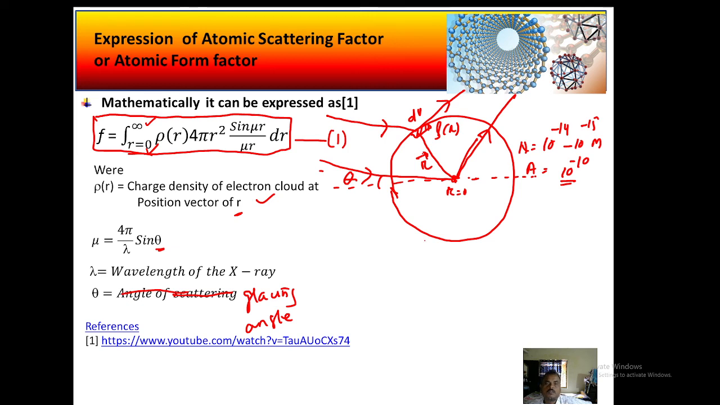Particularly, this atomic form factor is used to find the total intensity of the radiation scattered from a unit cell of the crystal. By looking at X-ray scattering from a unit cell, you can recognize the type of unit cell and other things. That part will be discussed in the next lecture, in the topic called geometrical structure factor. So till then we can wait.